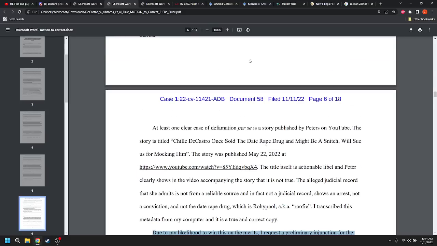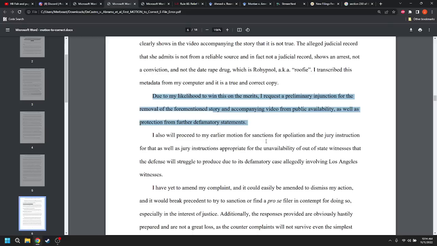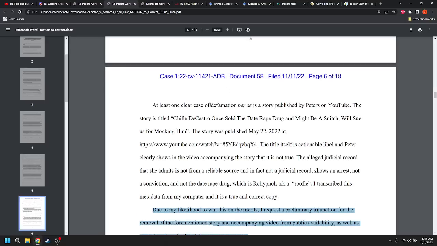You haven't shown likelihood to win on the merits, but okay. You also have to show that monetary damages won't suffice. So that'll be interesting. Oh, by the way, one other thing is you can't defame someone who is defamation proof.